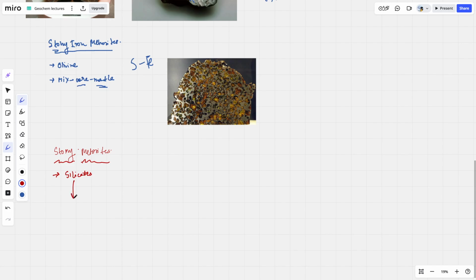Okay, so if we talk about chondrites, chondrites have chondrules, right, which are granular silicate minerals like olivine and pyroxene, which probably represent molten or partially molten droplets in space. Okay, so chondrules are what? Chondrules are olivine and pyroxene, which represent molten or partially molten droplets in space.